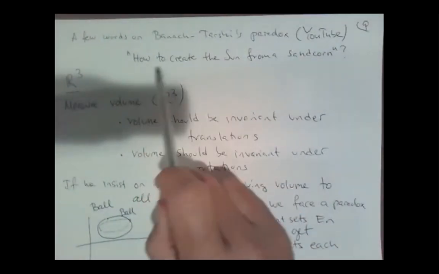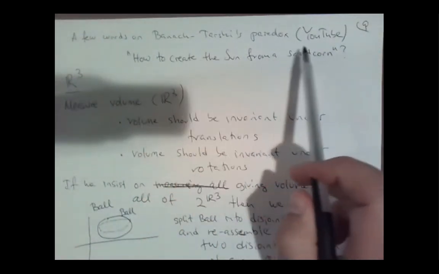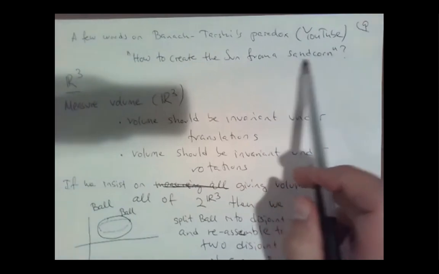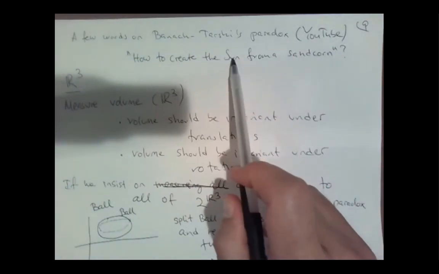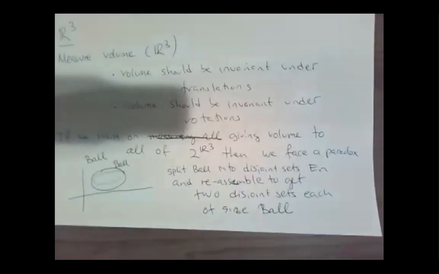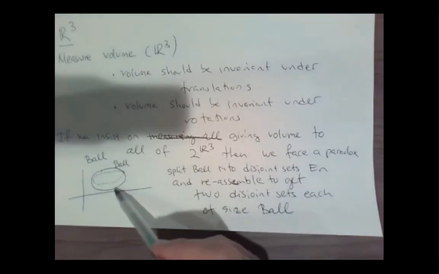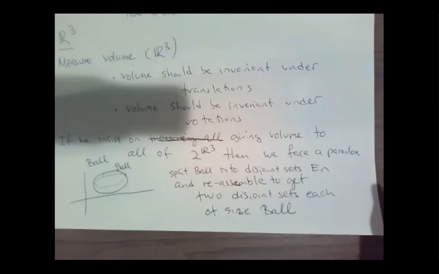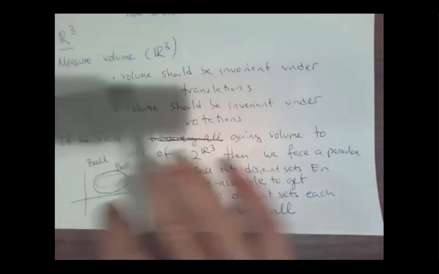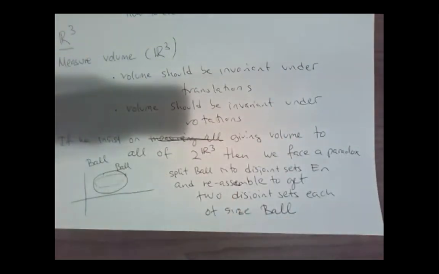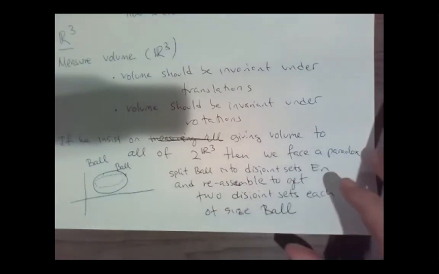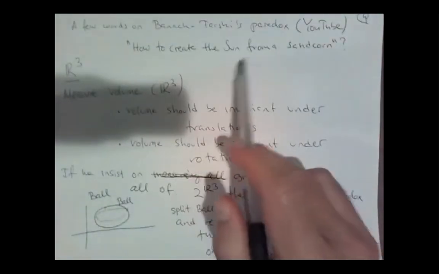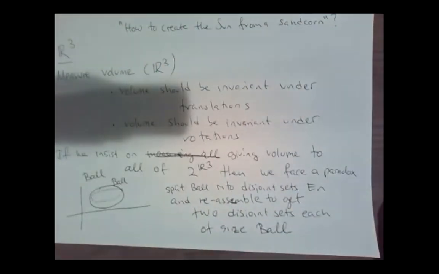So that's what's behind the phrase: how do you get from a sand corn to creating the sun? Well, you do this procedure a bunch of times, right? You take the sand corn, you split it, you reassemble it, you get two sand corns. Then you do the same procedure on these two sand corns, and then you get 4 and 8 and so on. And before you know it, you got the sun out of the sand corn.